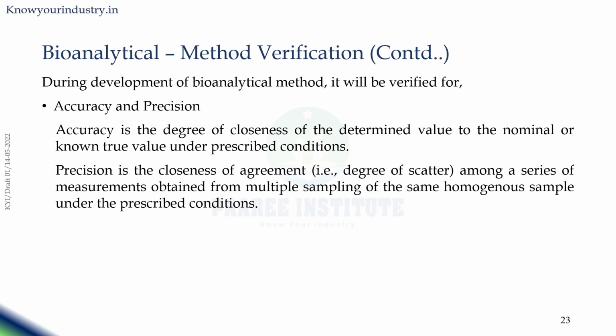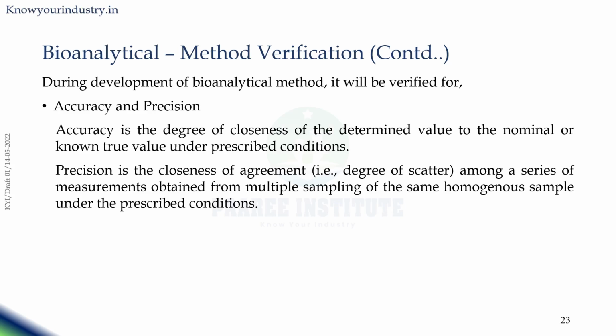Then it comes to the precision. Precision is the closeness of agreement among a series of measurements obtained from multiple sampling of the same homogeneous sample under prescribed conditions. This means you are injecting the same sample 6 times or 3 times or 12 times and seeing how the results differ. This variation should be within some limit. Generally, the precision should be less than 15%.